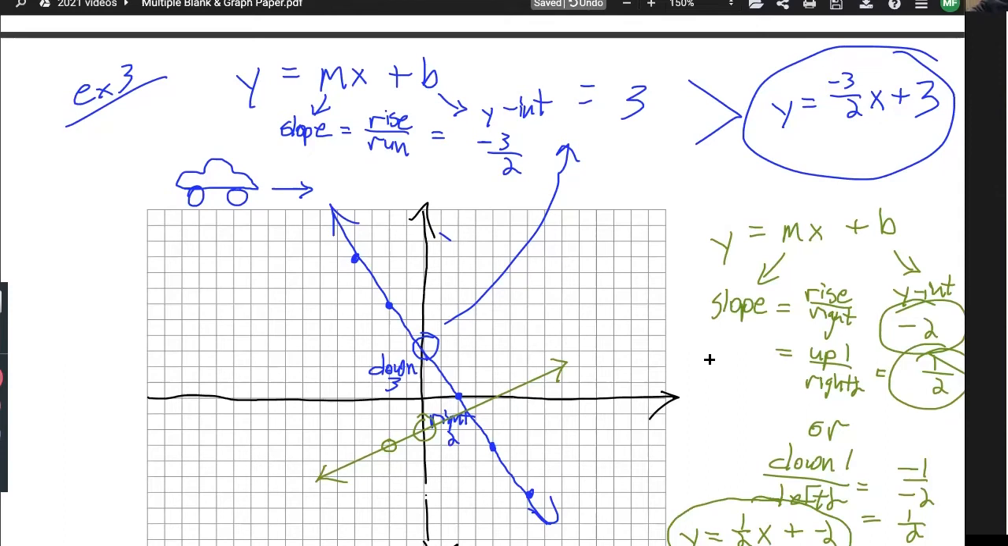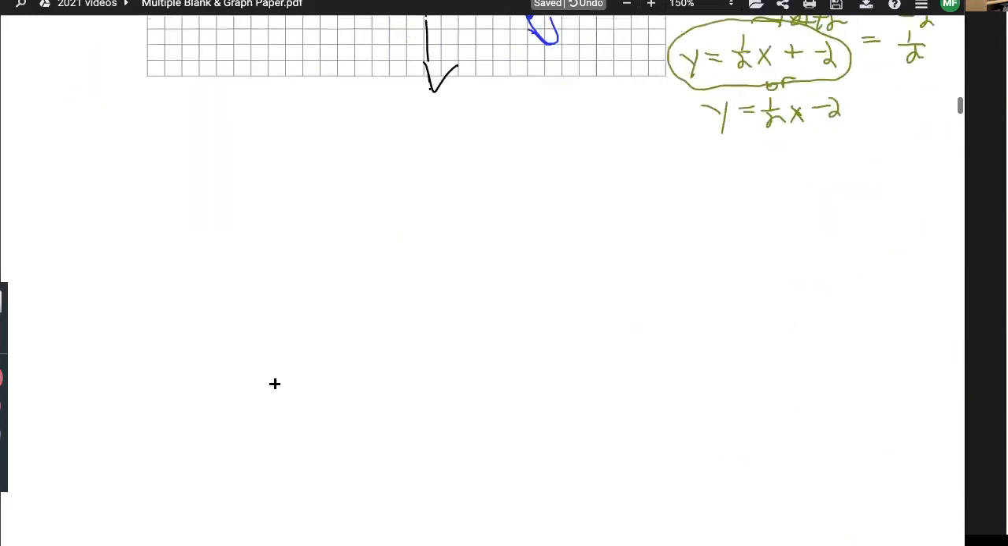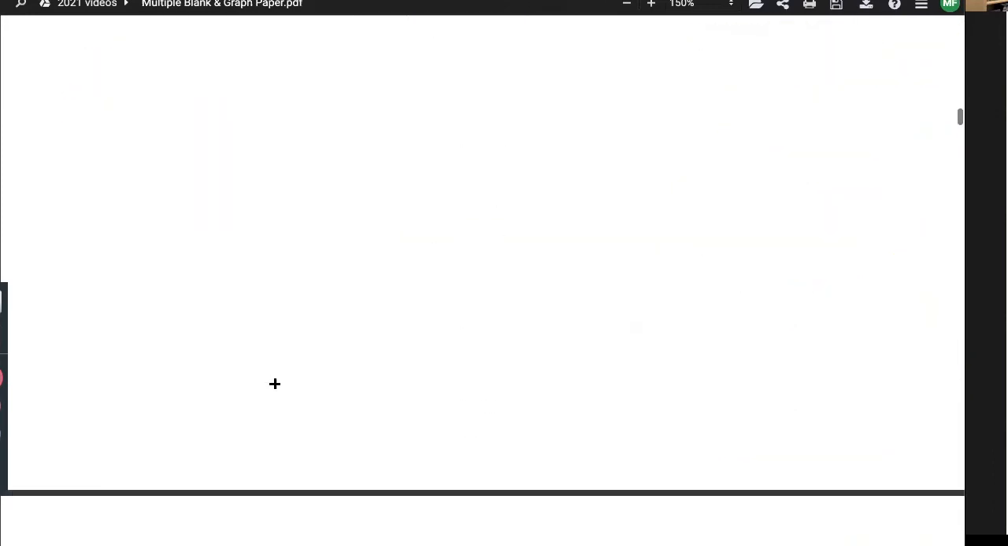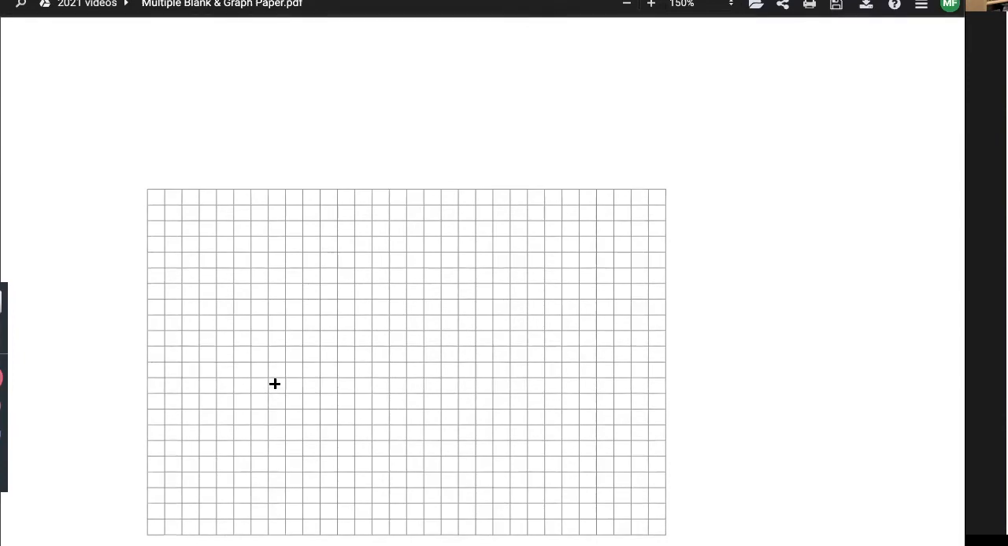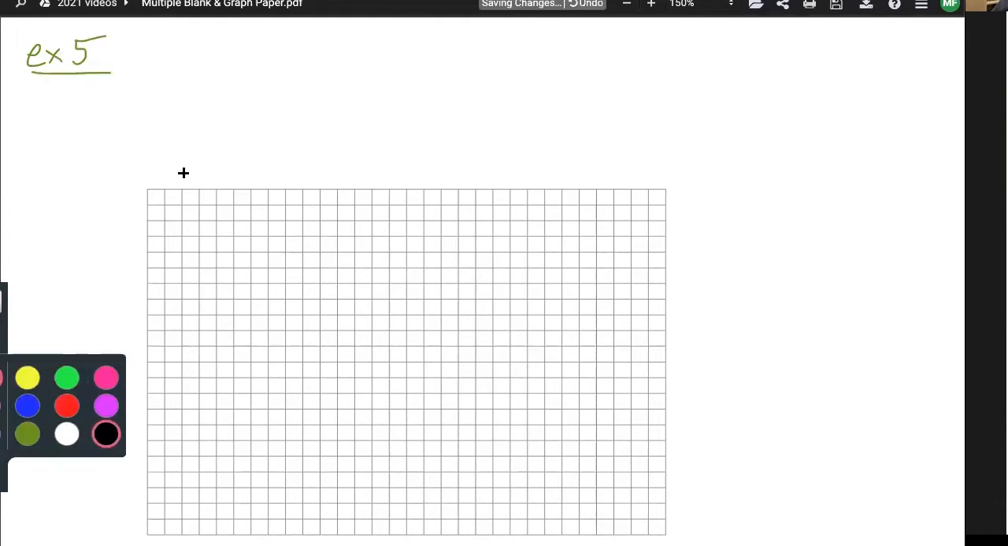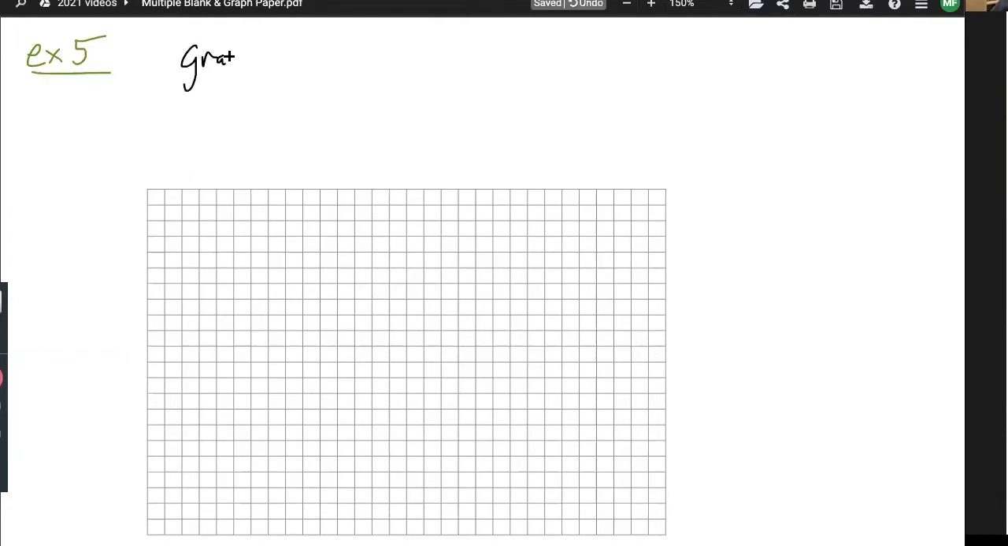Let's see here. Okay, I'm going to do a couple more things here. So that's slope-intercept, right? So what happens when that's not the case? What happens when you're given... Here is example 5. We're going to move ahead here. Skip a little bit. We're going to graph this equation. Graph x minus 2y equals 4.